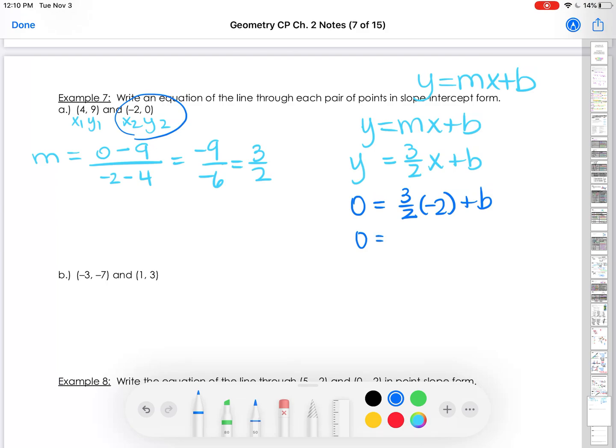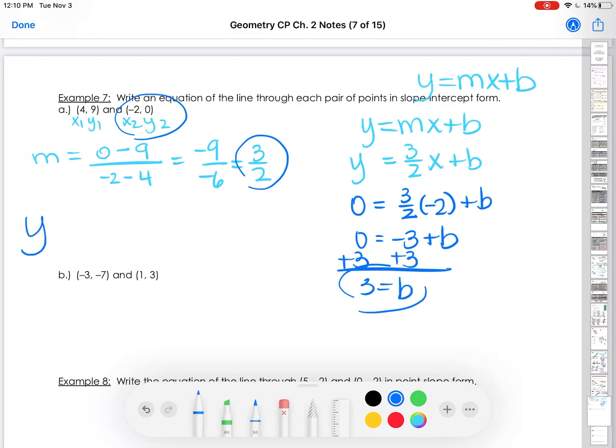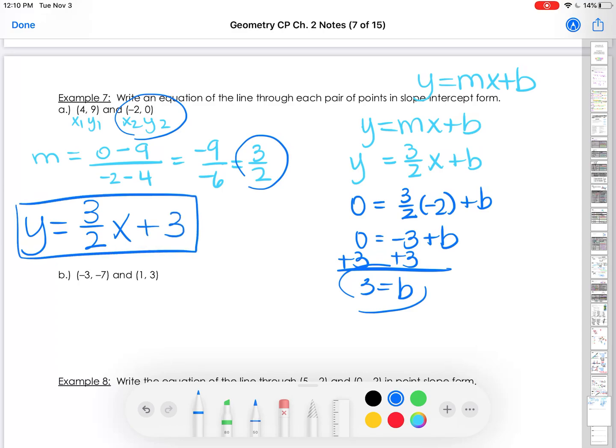So that'll be, let's see, 3/2 times -2 is -3. And then I'm going to add 3 to both sides. So I'm going to get b equals 3. So now that I know m and I know b, I can write my final equation, y equals m, which is 3/2, x plus b, which is 3.